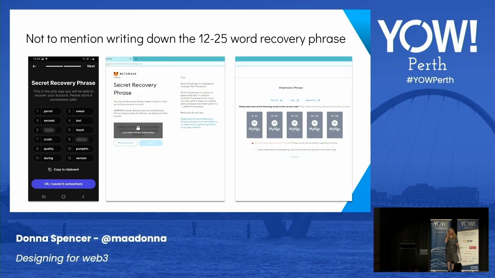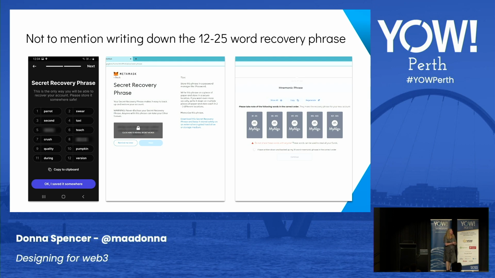Not to mention, this is the classic UX thing that people will talk about with Web3: when you set up a new account, you have to write down a 12 to 25 word phrase, because it is the only way you will get back into your account again. There is nobody to ask to reset your password. This is the only thing that you have to get back into your account. So you need to write it on a piece of paper and stick it under your mattress.